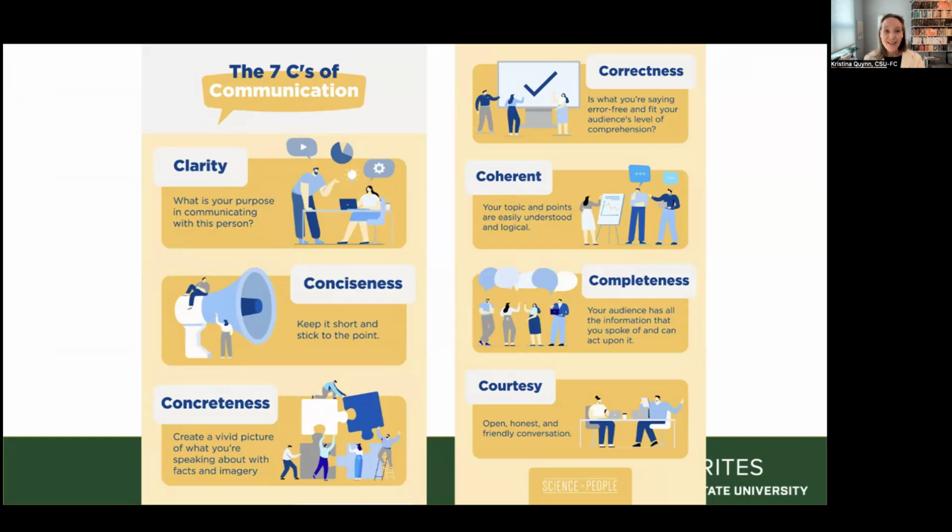But that clarity, like, what's your purpose? Why do you want to connect with that person? That's first and foremost. Concision, that's second. It's so key. So clarity and concision are first in her seven basic things that we need to have in communication. Concision: keep it short so people can pay attention.